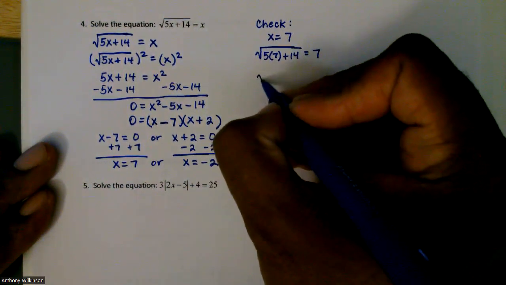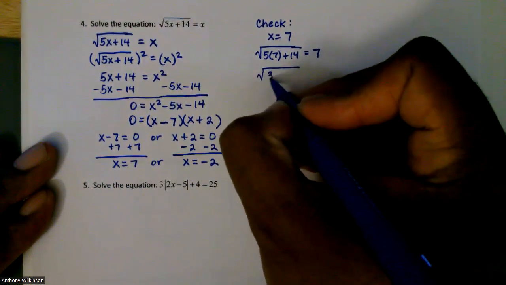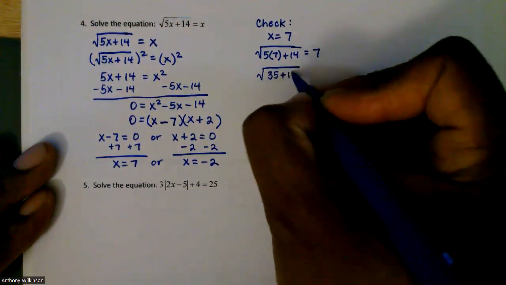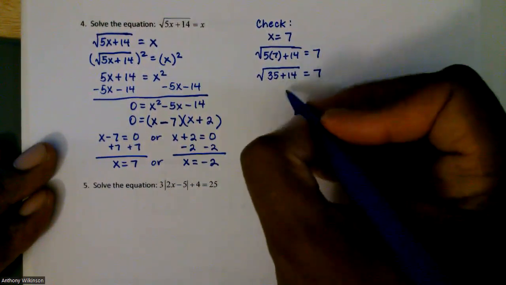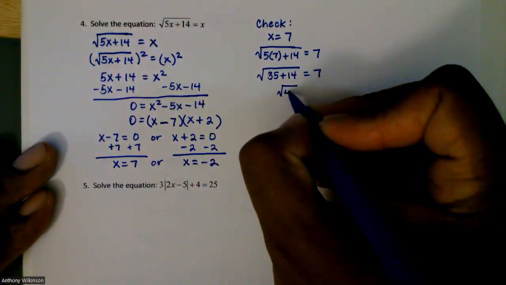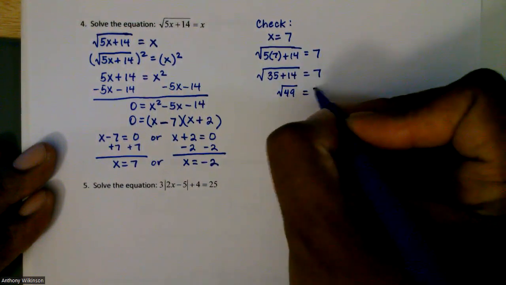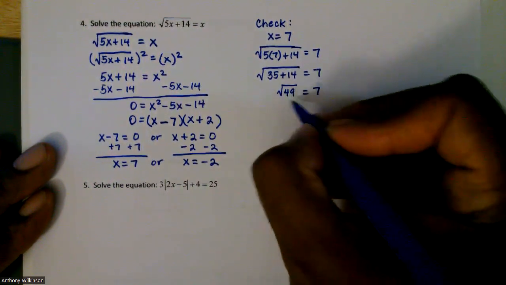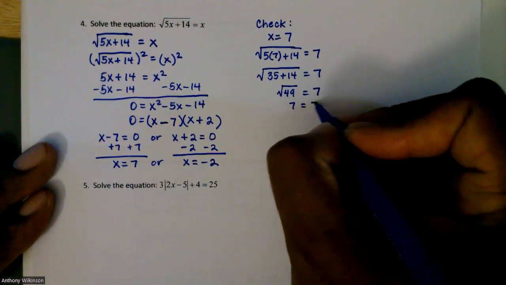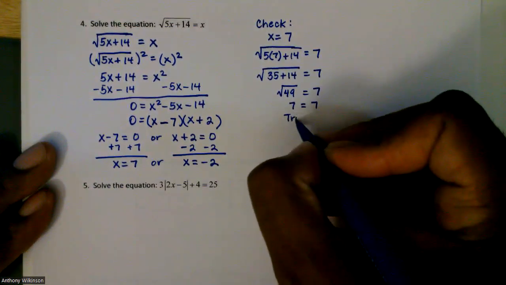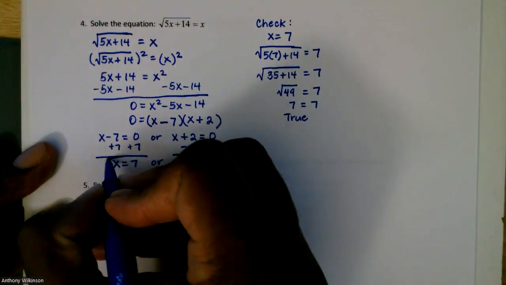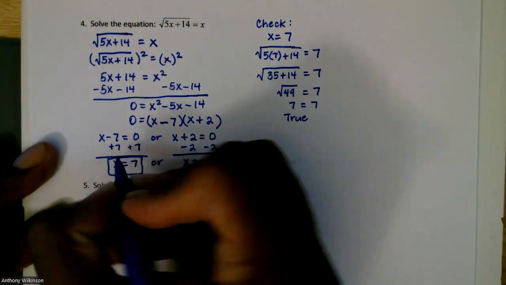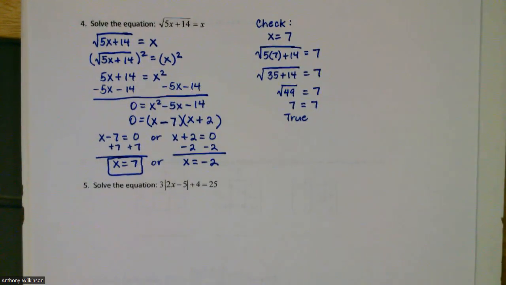5 times 7, that will be 35. So that's the square root of 35 plus 14 equal to 7. And then 35 plus 14 will be 49. So the square root of 49 equals 7. Square root of 49 does equal 7. So here I have a true statement. So that means x equals 7 is going to be the solution for that radical equation.